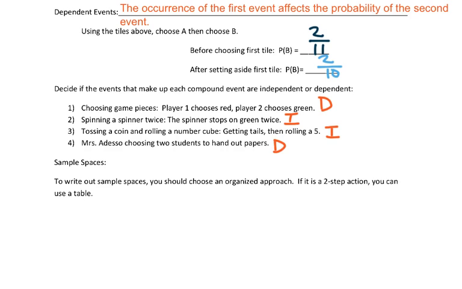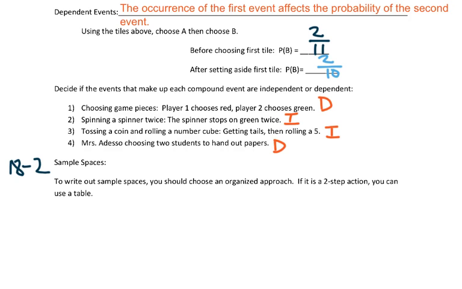And that summarizes section 18.1. And when we talk about 18.2, we talk about sample spaces. So moving on to this, to write out sample spaces, you should choose an organized approach. If it's a 2-step action, you can use a table.